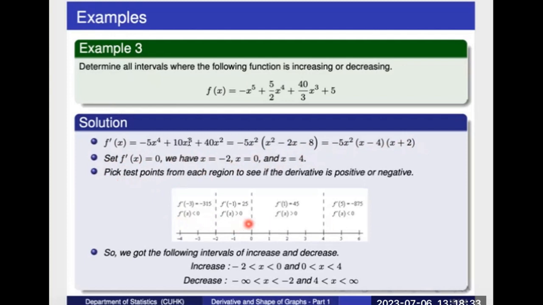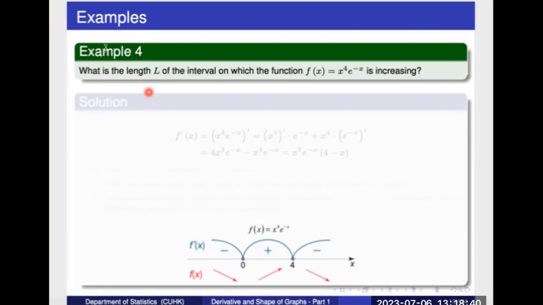Based on this diagram, we can conclude that f is increasing on negative 2 to 0 and 0 to 4, and decreasing on negative infinity to negative 2 and 4 to positive infinity. The fourth example asks us what is the length L of the interval on which the function f of x equals x to the power of 4 times e to the power of negative x is increasing.